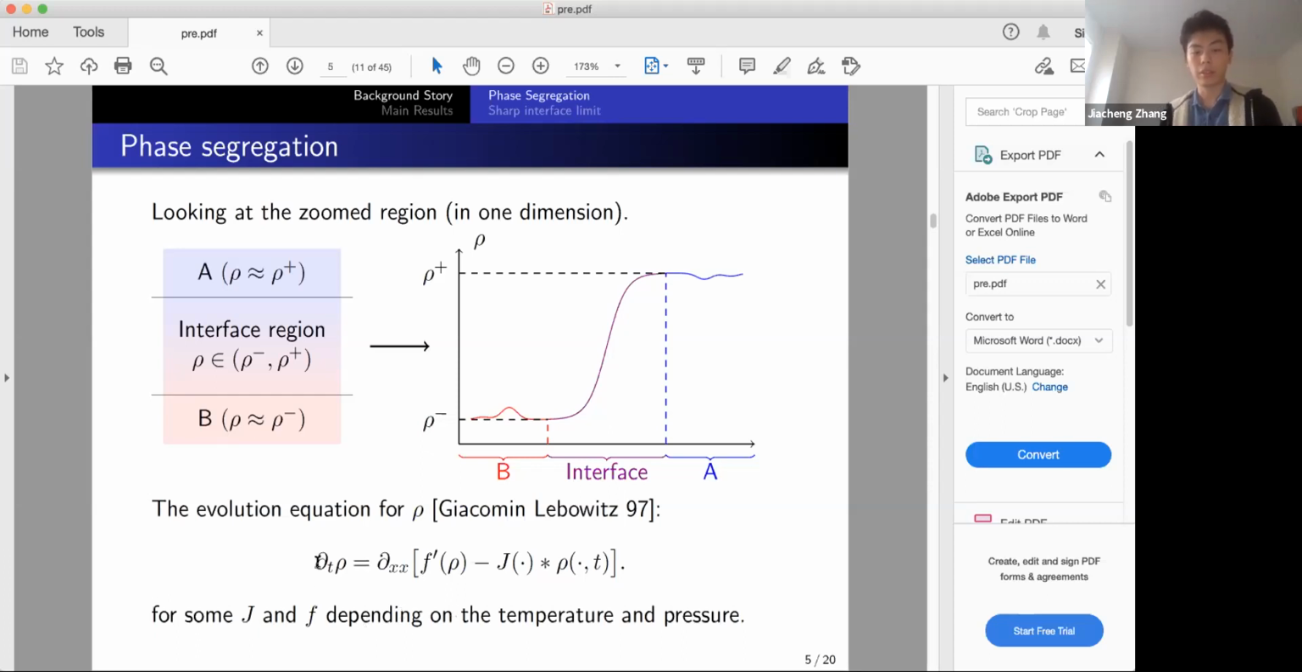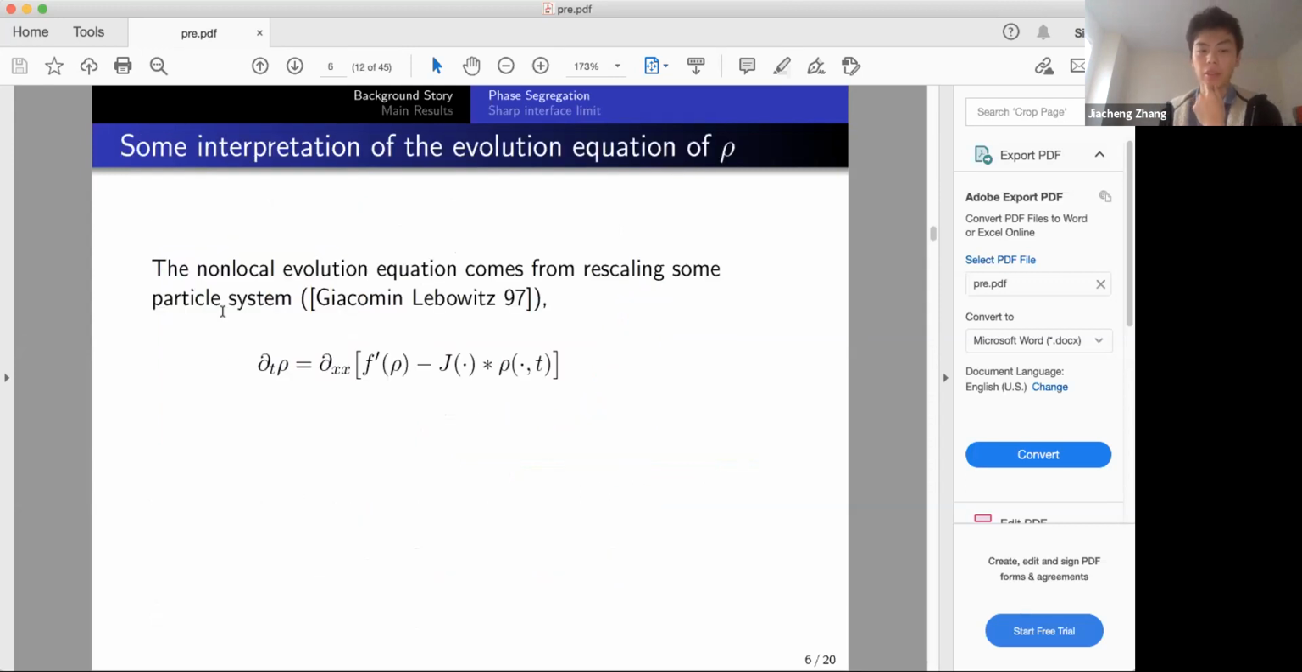So this equation will somehow explain how rho will evolve along time. We will spend a little bit more time on this equation here. Mathematically speaking, this non-local evolution equation comes from rescaling some particle system. This is just one conclusion from the Giacomin and Lebowitz 1997 paper.